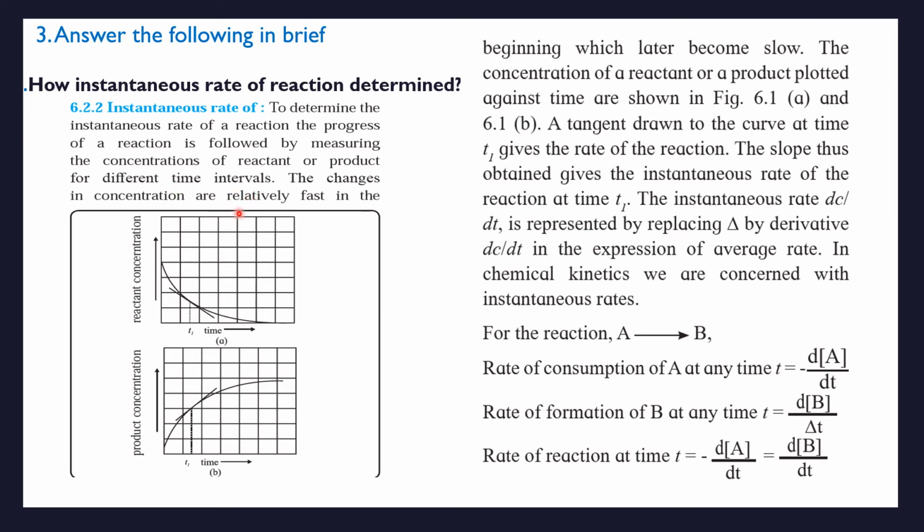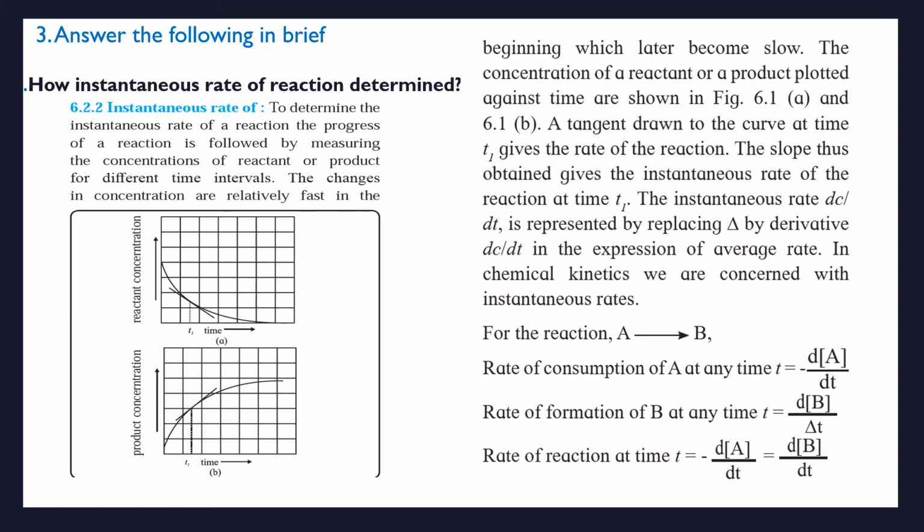The change in concentrations are relatively fast in the beginning, which later become slow. The concentration of a reactant or a product is plotted against time as shown in figure 6.1. Here you can see this graph. The concentration of reactant is plotted against time, and here the concentration of product is plotted against time. In the first case, you can see the concentration of the reactant goes on decreasing with time, and in the second case, the concentration of product goes on increasing with time.